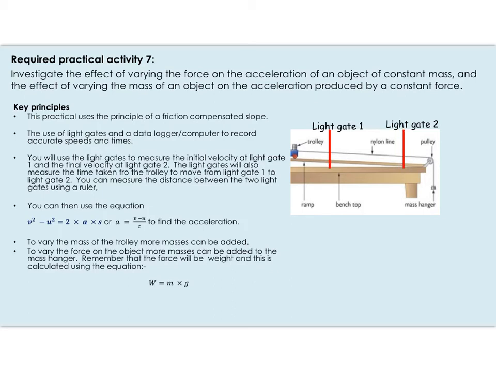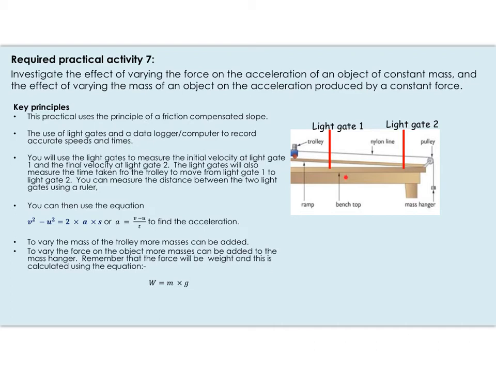It will be connected to some data software that will allow us then to measure the time between the two light gates. Remember, light gates have a small laser running between the 2 points, and it's broken when the trolley passes through. Now, if we manage to measure time as well as the initial velocity and the final velocity, we'll be able to calculate acceleration using this equation here, because acceleration is the final velocity minus the initial velocity divided by time.